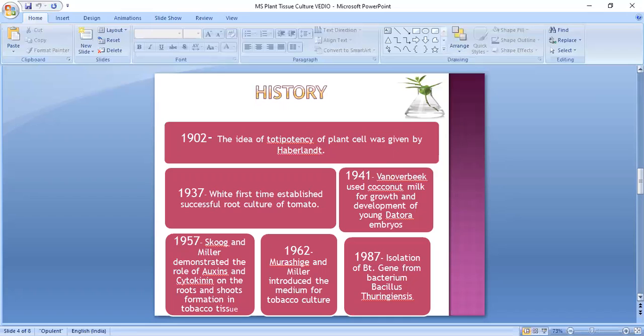In 1957, Skoog and Miller demonstrated the role of auxins and cytokinins on the root and shoot formation of tobacco tissues. Auxins and cytokinins are growth hormones which are responsible for further growth of tissues. In 1962, Murashige and Skoog introduced the medium for tobacco culture. Further, in 1987, the isolation of a gene from the bacterium Bacillus thuringiensis took place. Furthermore, the establishment of plant tissue culture can be carried forward.